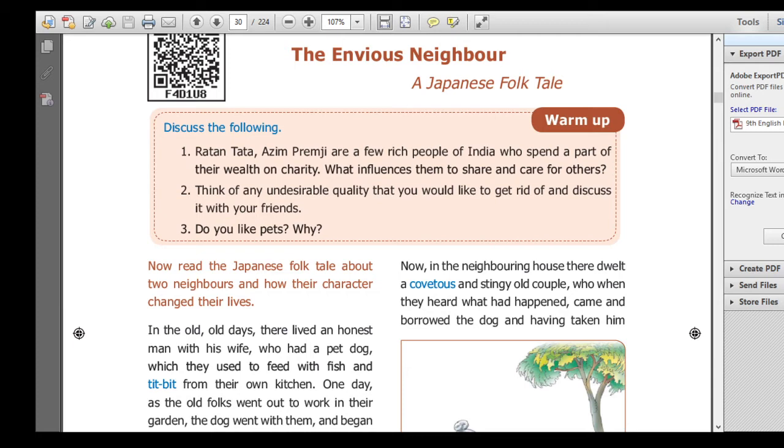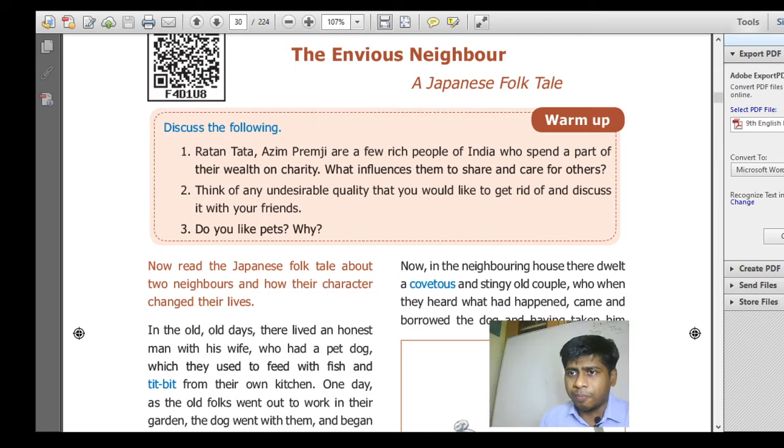As I said, it's a Japanese folk tale. It's very interesting. Now we'll go paragraph-wise. I'll read, and you check the pronunciation. You also read along with me, and wherever you have a doubt, underline it then and there, and you should ask your teachers. Now let's start.